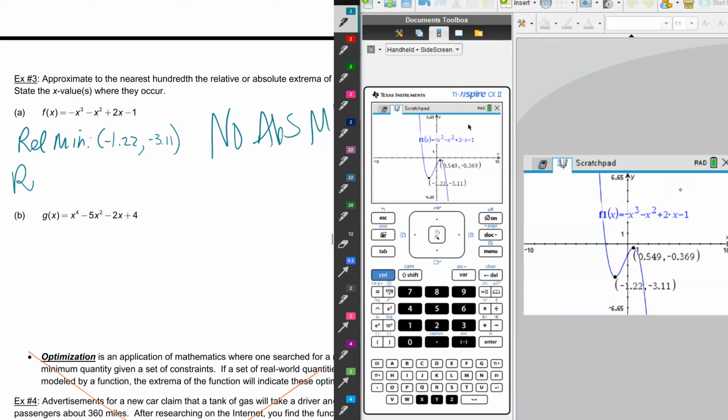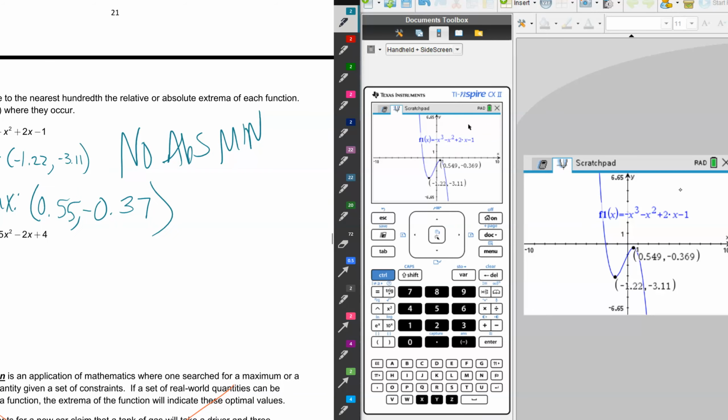So my relative max is gonna occur at 0.55, comma, negative 0.37. Because it says to nearest hundredth, so we must follow the directions. And that's the relative max. Give a shot to B, see if you can solve B.